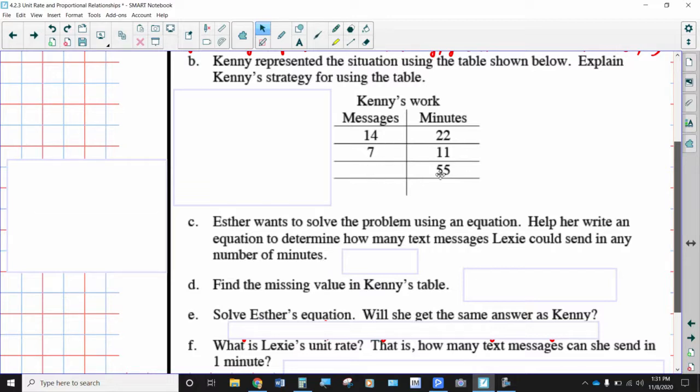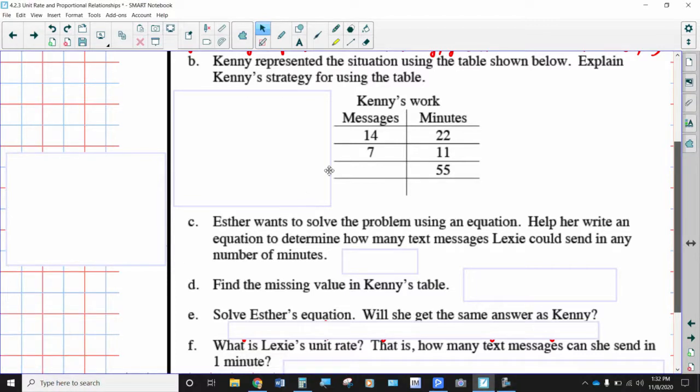What number goes in here for 55 minutes? How many text messages should that be? And then let's take Esther's equation and see if you don't get the exact same answer. Okay? So go ahead and take some time figuring that out. I will unpause shortly. You pause right now, otherwise you're going to see all the answers, and that would be cheating. Bye.